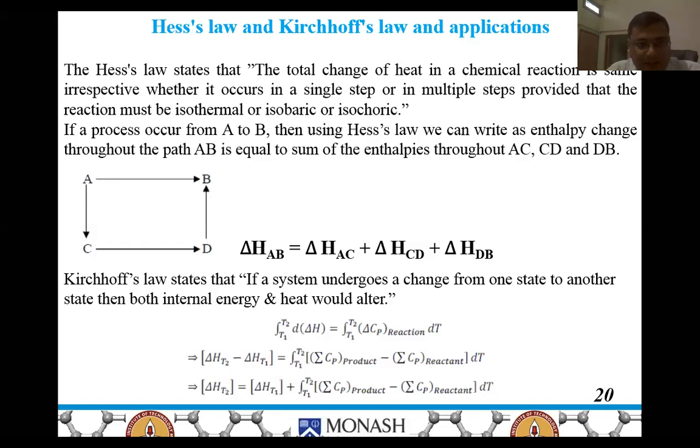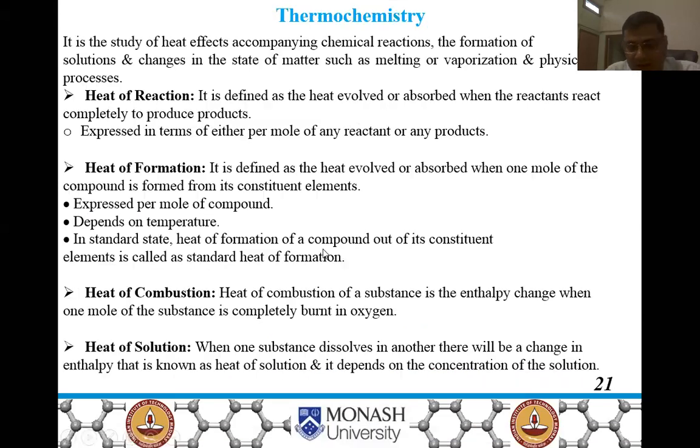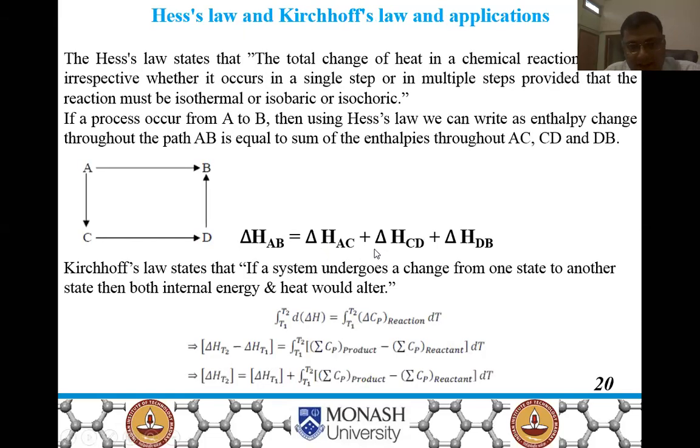If a process occurs from A to B, then using Hess's law we can write the enthalpy change along the path AB as equal to the sum of the enthalpies along AC, CD, and DB. So the reaction A to B can occur directly from A to B, or it can go through path A to C, C to D, and D to B. So delta H AB can be written as delta H AC plus delta H CD plus delta H DB.